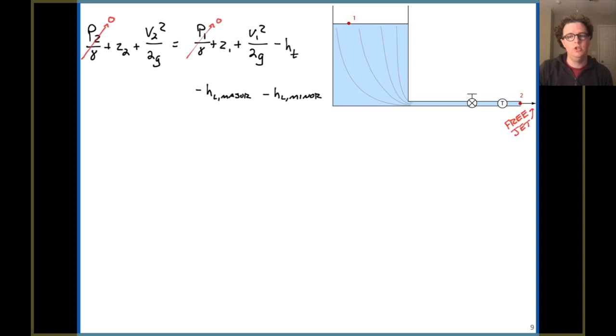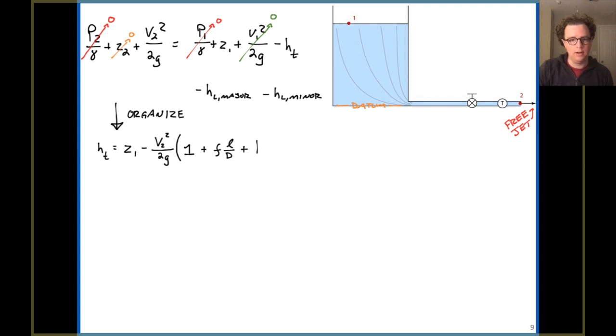Well, we've got a free jet over on the right-hand side, and so pressure in a free jet and pressure at the water surface are both 0. We'll get rid of those. Pick our datum down at Z2. So our Z2 goes to 0. And velocity at 1, shown in green there, goes to 0. That's the velocity out in a tank. So with those simplifications, now we can organize, and I'll go ahead and let that play out.